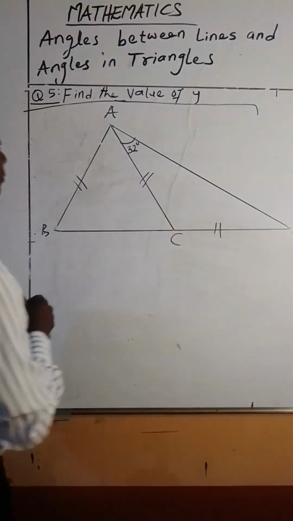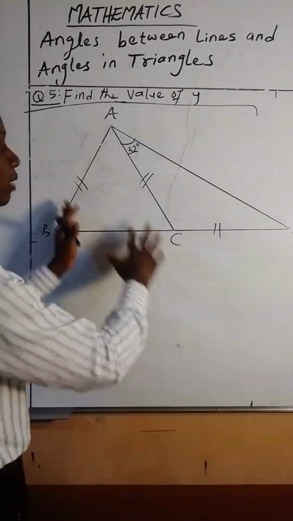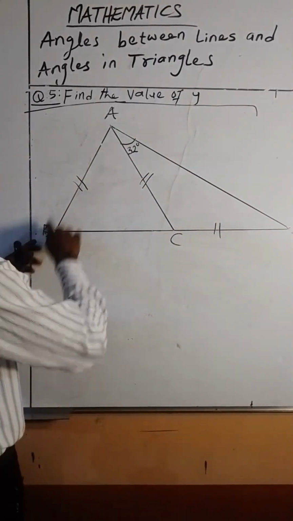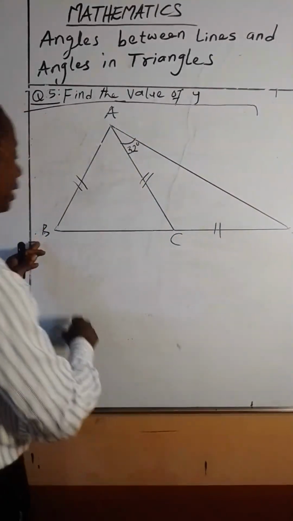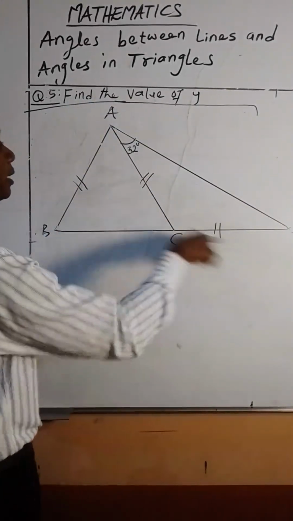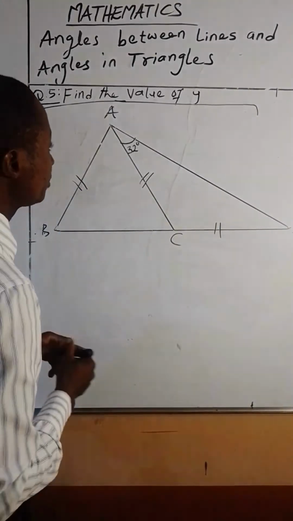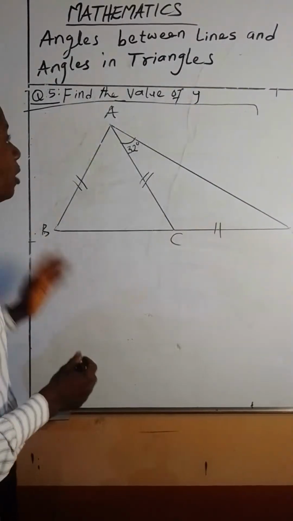In this question is a triangle in which you can take out 3 triangles. We have triangle ABD, we have triangle ABC, and we have triangle ADC or ACD. So these are the 3 triangles that can be made from here. We are going to use our discretion to find the triangles we are looking for.